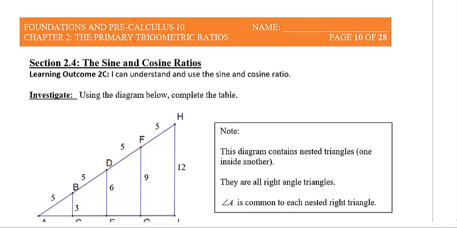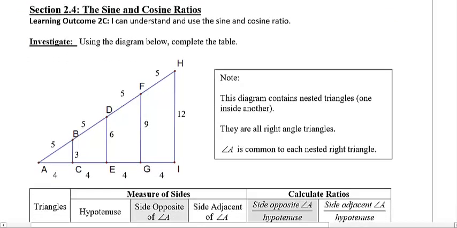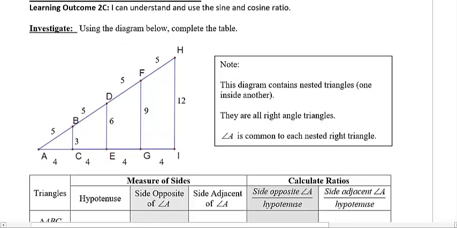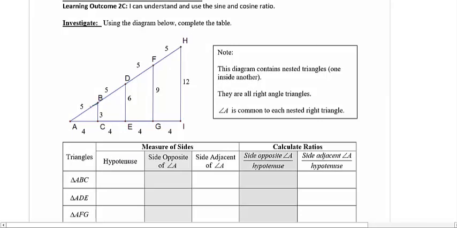Welcome to section 2.4, where we're going to learn about some new ratios called sine and cosine. And to do that, I want us to look at this diagram here. Notice that this is a diagram that contains what I call nested triangles, one inside another. Here is one. Here's another one. See how they're nested inside? One inside the other. And then finally this one over here.